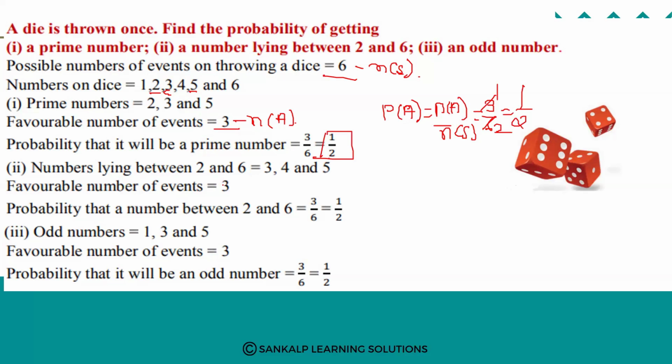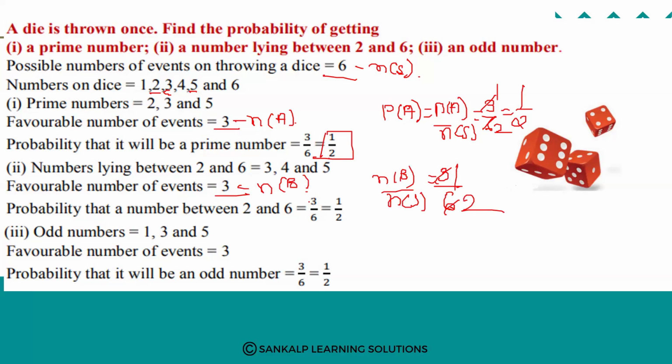Next, numbers lying between 2 and 6. Between 2 and 6 means 3, 4, 5. Again you get 3 numbers. So the number of favorable events is 3. Here also, this is n of B. The probability of a number between 2 and 6 is n of B divided by n of S. Here n of B is 3 and n of S is 6. 3 ones are 3, 3 twos are 6, so 1 divided by 2.